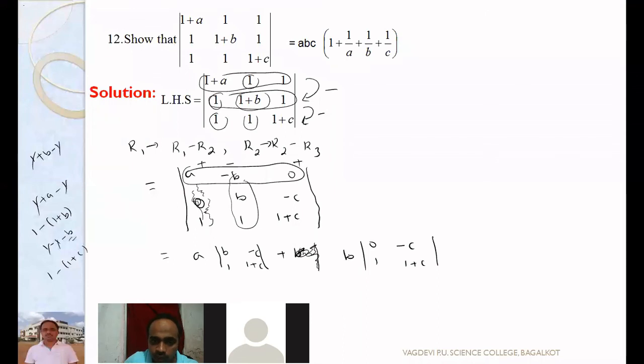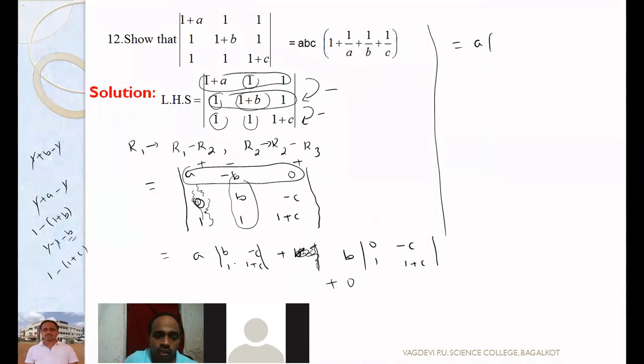So plus B into this I get. I expanded by taking the first row, and the last number is 0. 0 into anything is 0. You can write it or you can leave it. So what is the next step? That is equal to A into bracket.